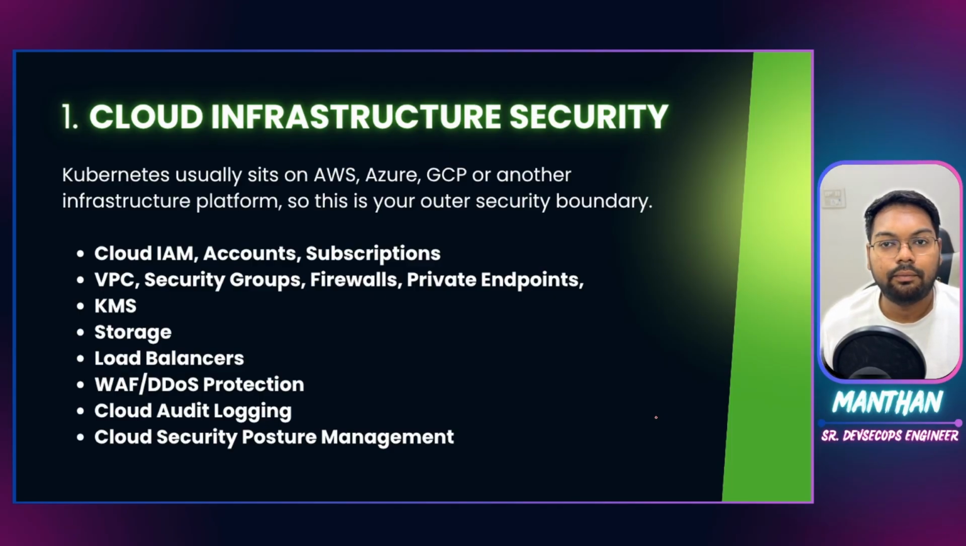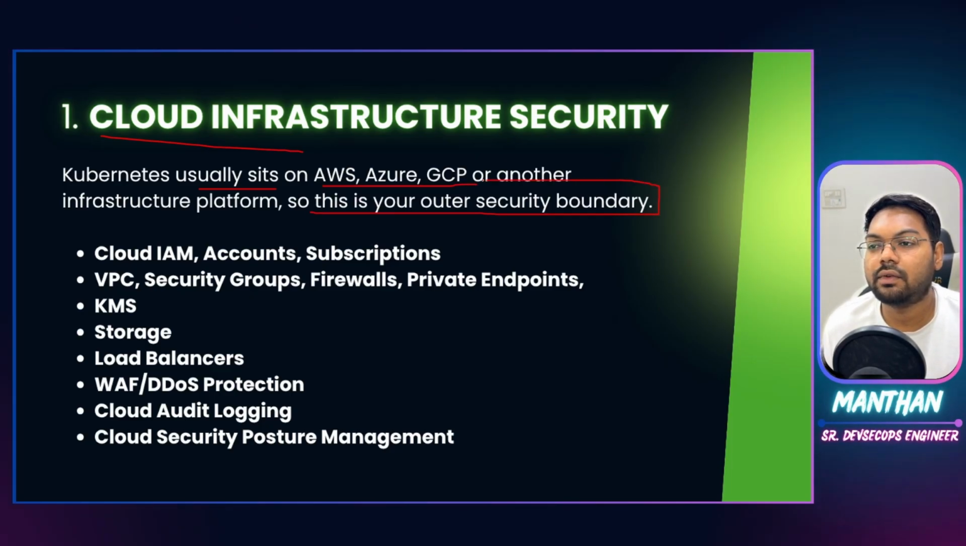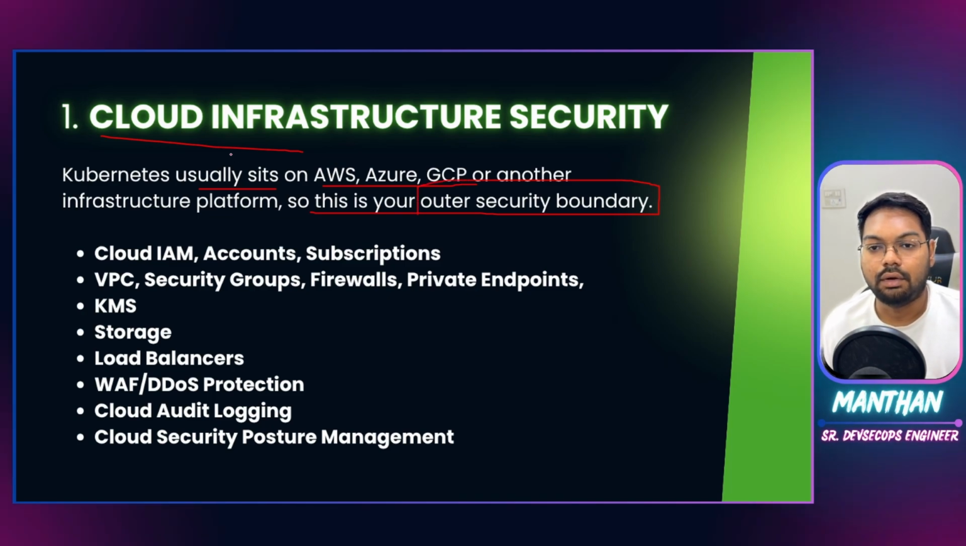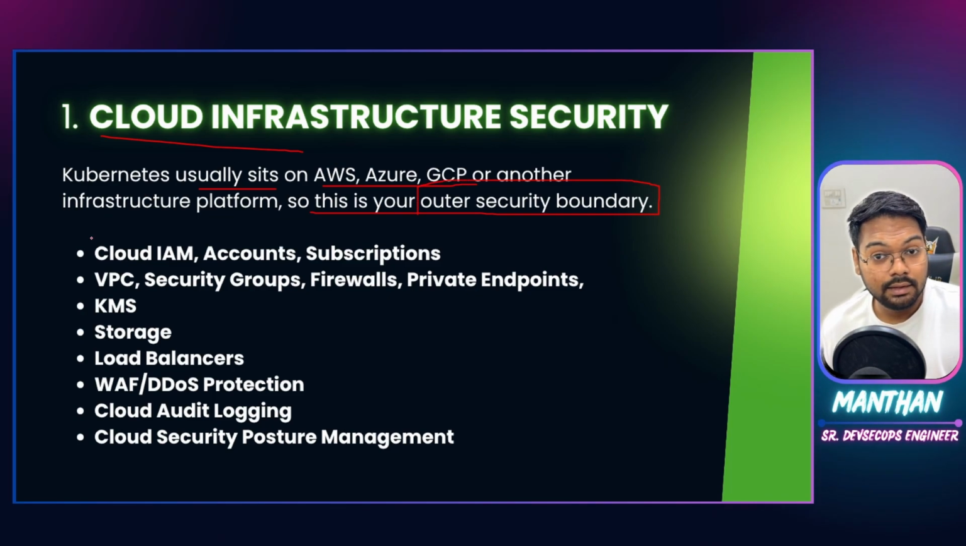Then comes cloud infrastructure security. First of all, Kubernetes, most of the time right now, sits on AWS, Azure, GCP, or any other infrastructure platform. So this is your outer security boundary. The very first line of security boundary is the cloud infrastructure security.